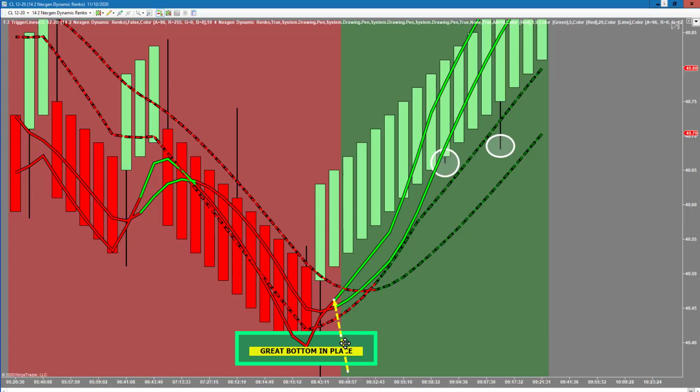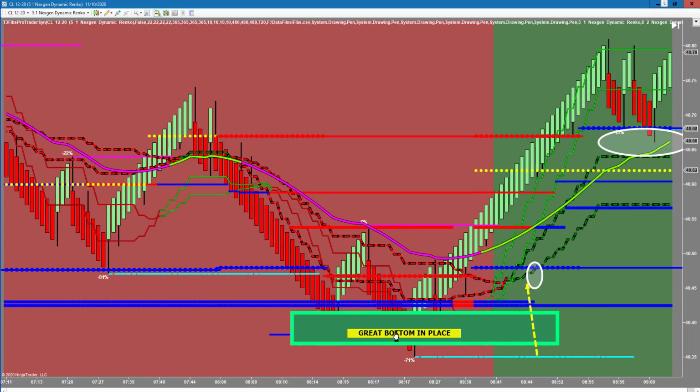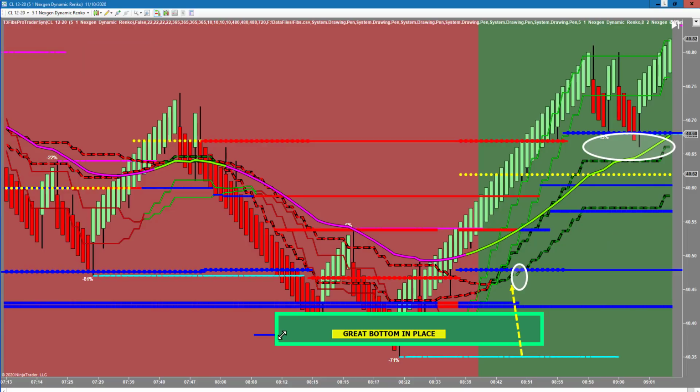Sometimes you can get a trade a lot lower down here. It just depends on the small charts. But the number one thing that we're going to be looking for is a great bottom in place. And when we get it, right? So we've declared that we have a great bottom. That's a nice thing, sure. Okay. Now, where's the money? Right? Show me the money.